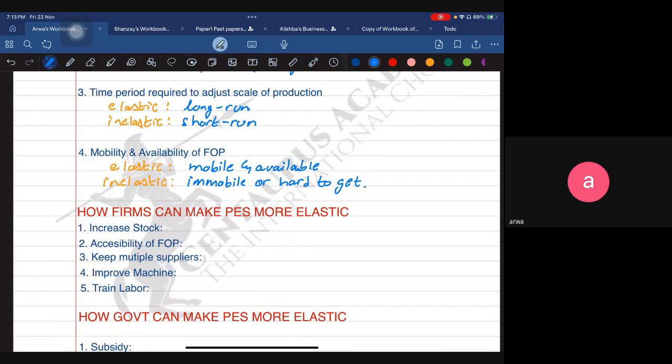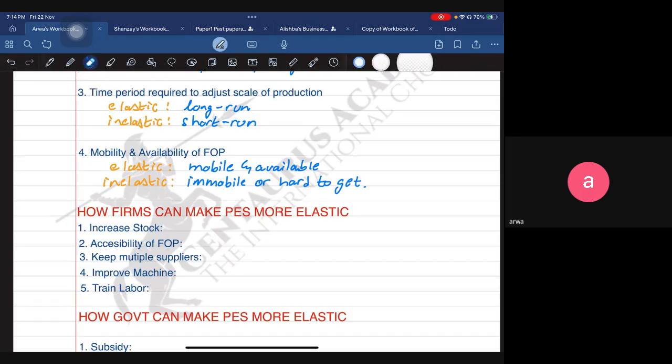Exactly. So it is very important that every firm wants to supply more of their product when the price is higher. But how to do it is what we are studying: how you can make your supply more elastic, so that if there is a sudden increase in the price, you are ready to supply more. That is basically going to be explained by this factor.